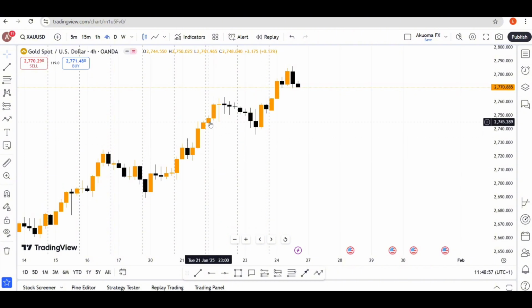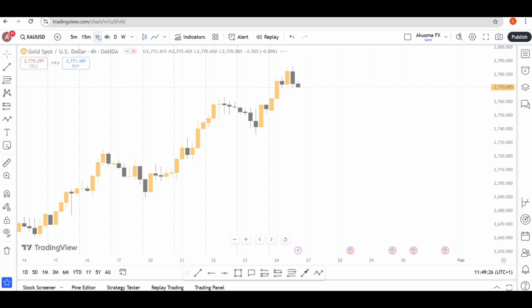So guys, you can see 4 hours. Let's count the candles: 1, 2, 3, 4, 5, 6. 4 hours times 6 candles will give us 24 hours, a day. I hope that is clear guys. I hope you've learned this today. Same with 1 hour, just like that.